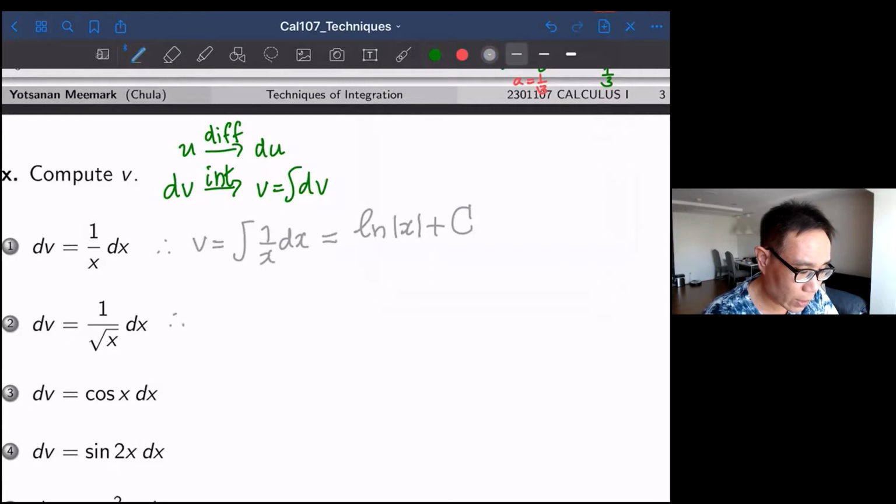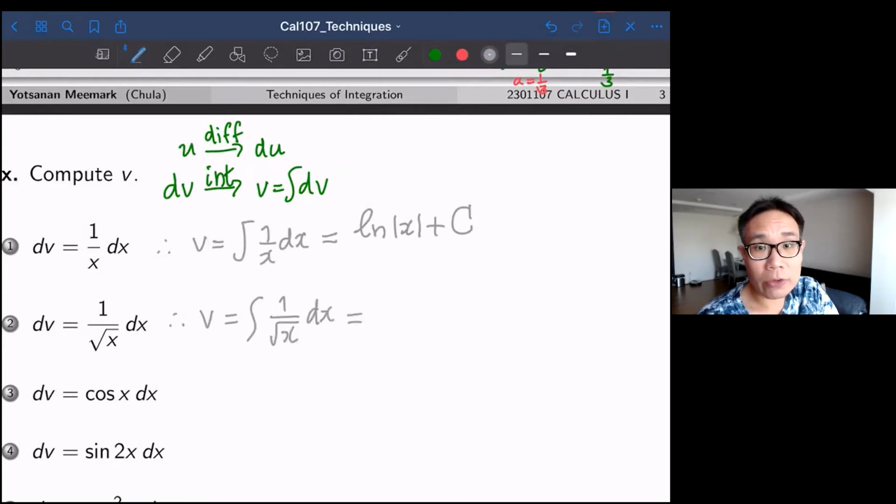The second one, dv equal to 1 over root x dx. You integrate 1 over root x, and you get 2 root x plus c.